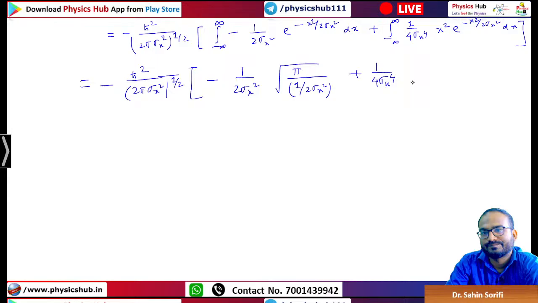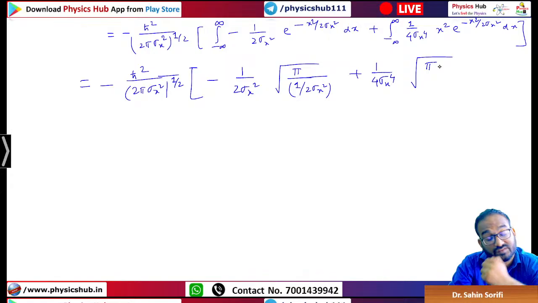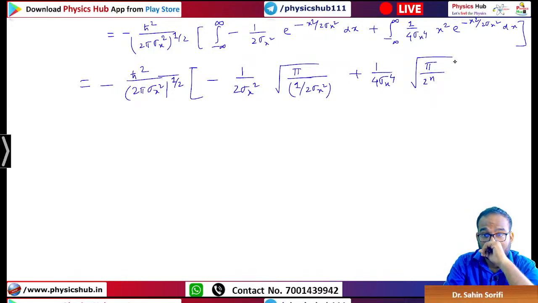So square root of pi by 2 to the power n, a to the power n plus 1. Here n is equals to 2. So we can write it 1 by 2 sigma x square, 2 to the power n, a to the power n plus 1. So this becomes square root of pi by 2 to the power n, a to the power n plus 1. So it will be cube, 2 cube sigma x over 6.